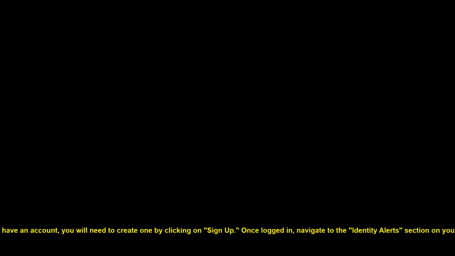Once logged in, navigate to the Identity Alerts section, look for the option to enable identity alerts and click on it. You may need to verify your identity through a secure verification process. Follow the prompts to enter any necessary personal information or verification codes.